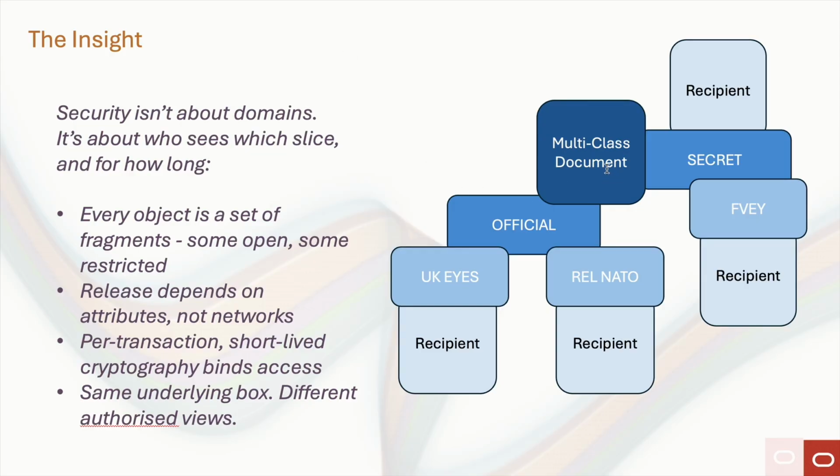So the way that I've just shown you how to work, you can have your multi-classification document at secret with one recipient with a handling caveat Five Eyes to go to another recipient, a slice release to official for UK eyes to one recipient, and a slice at official releasable to NATO to another recipient, all without a huge change.